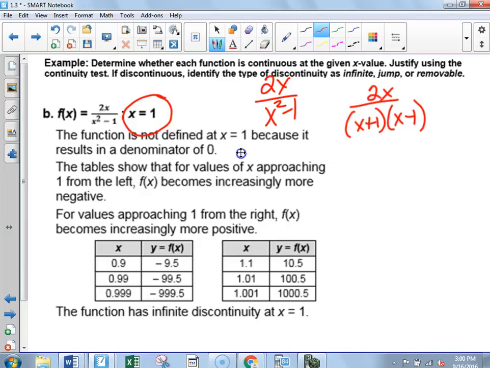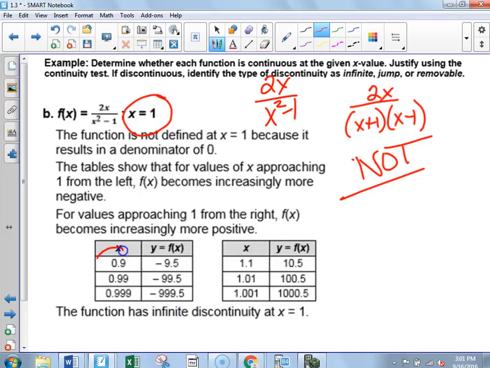The 1 would make the denominator 0. So do you think it's continuous there? No. Okay. This function is discontinuous, or not continuous. It just says determine if it's continuous. I'm not going to worry about what kind it is. This is the test that would actually show that it has an infinite discontinuity.